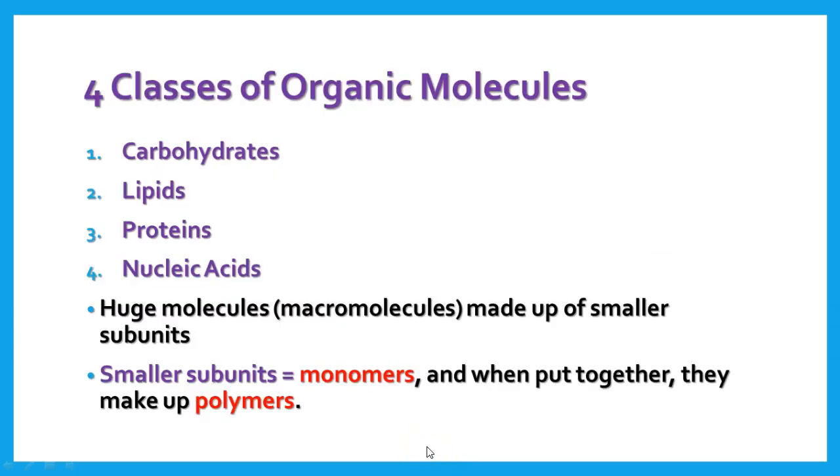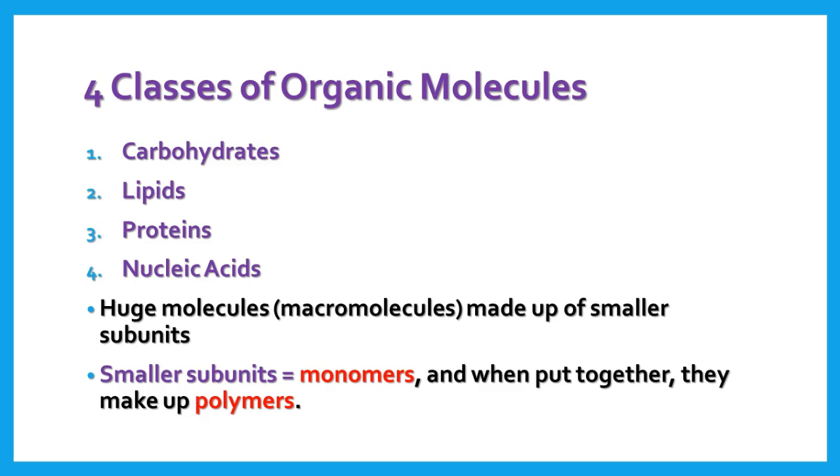Now, there are 4 classes of organic molecules, and we're going to talk about each one of these in turn. This is just basically the background, okay? The 4 classes of organic molecules are carbohydrates, lipids, proteins, and nucleic acids. These are all gigantic molecules called macromolecules, and they're all made up of smaller subunits. The smaller subunits we call monomers. And when you put them together, they make a polymer.